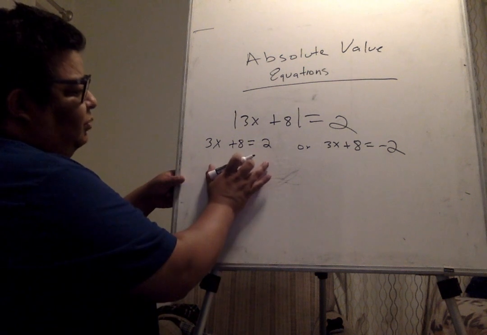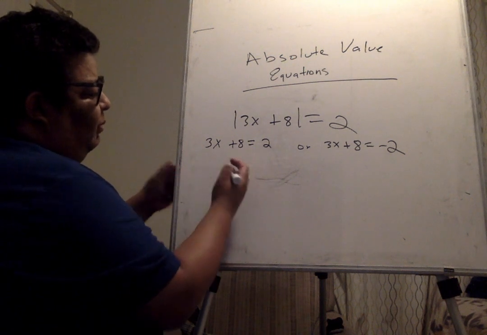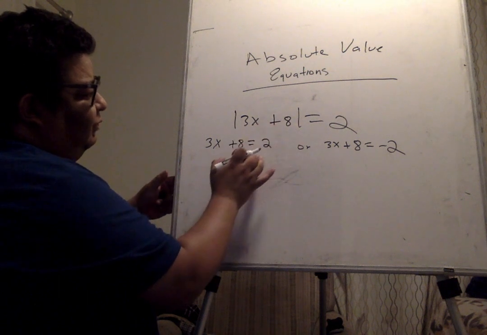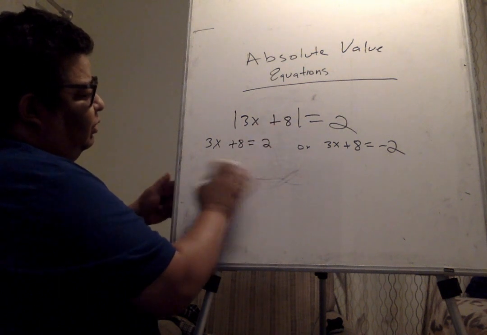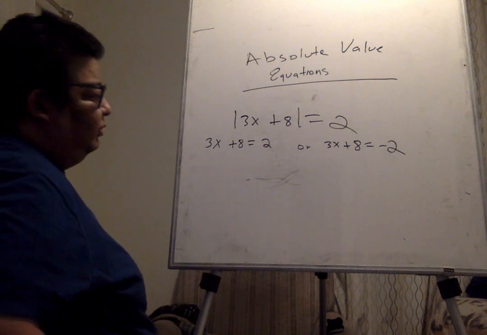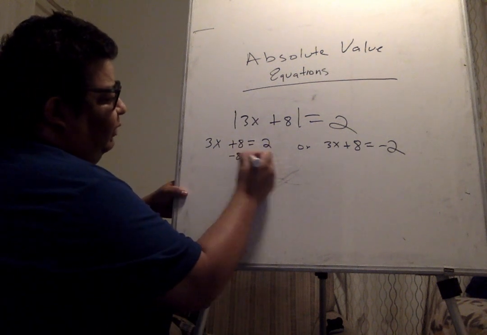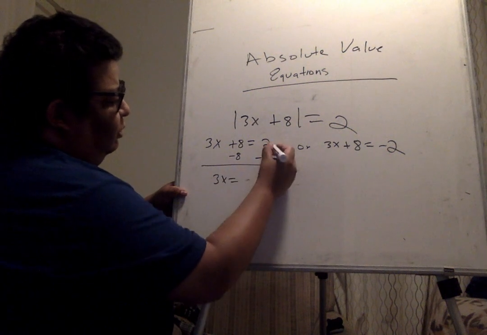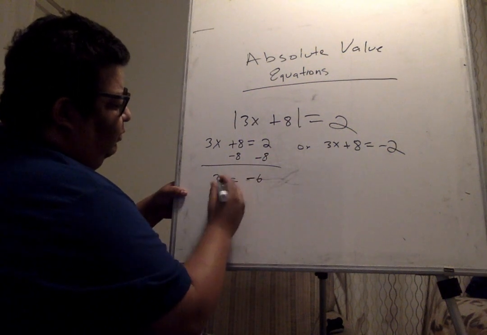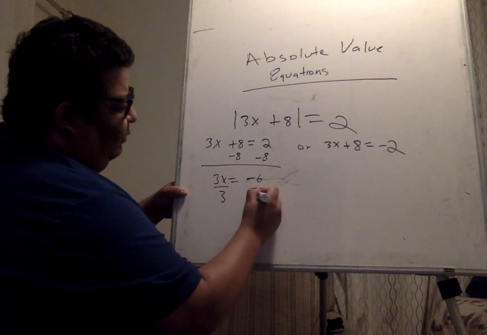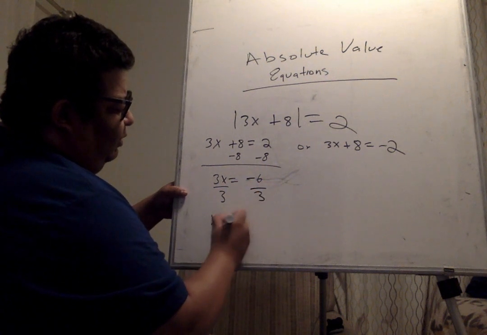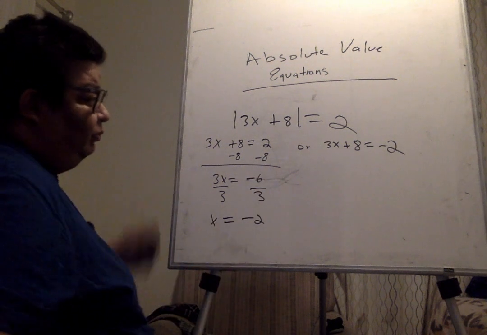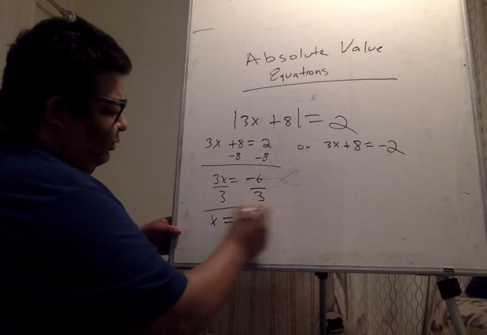Alright, let's start with this one here. Once we take out whatever is inside the absolute value, we solve them just like we did on two-step equations. So we subtract a: 3x equals 2 minus a, which is negative 6. We divide by 3, so x equals negative 6 divided by 3, which is negative 2. That's our first answer.